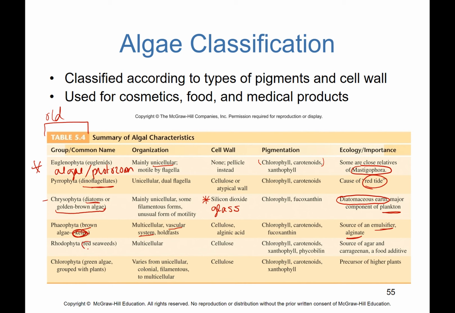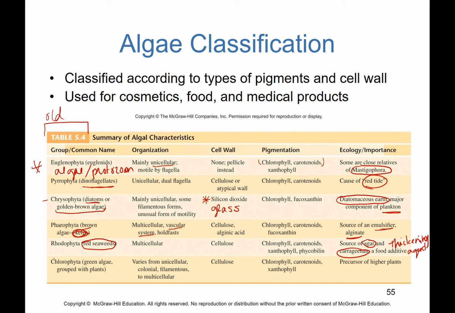Rhodophyta are our red seaweeds. They are all multicellular, so they're completely visible. These are macroscopic, with cellulose in the cell wall. This is what we use for agar and for something called carrageenan. Carrageenan is a food additive. It's a thickening agent, so you'll find it in things like toothpaste, ice cream, things that we thicken up. It's what makes agar in the lab solid instead of a liquid.